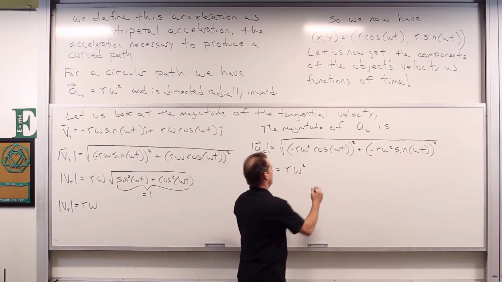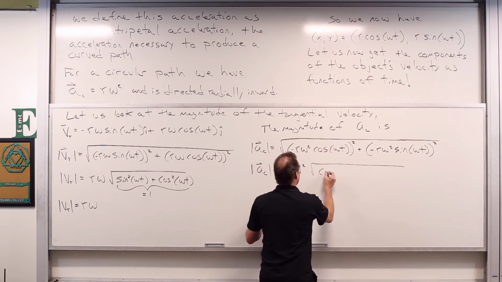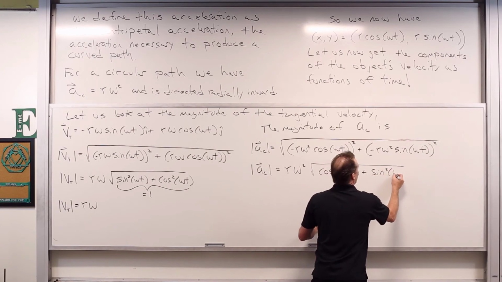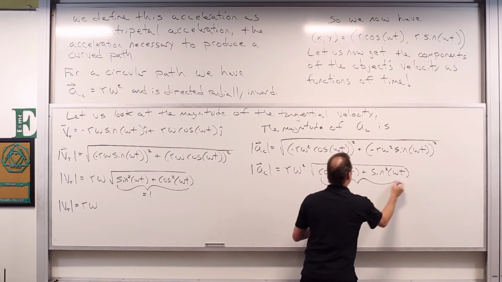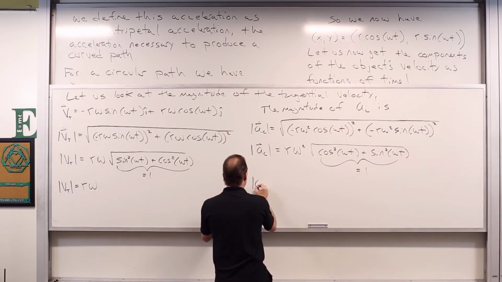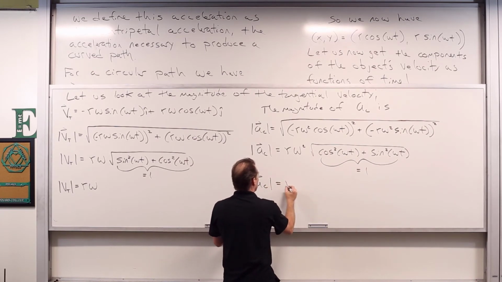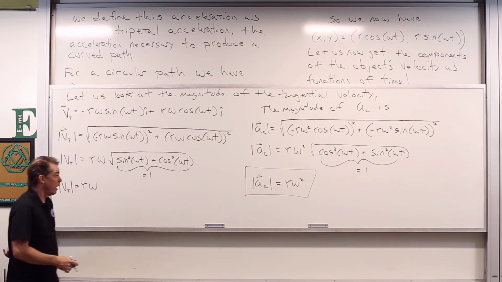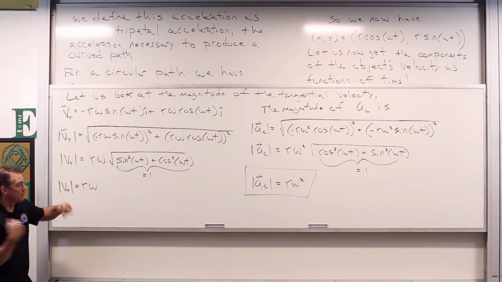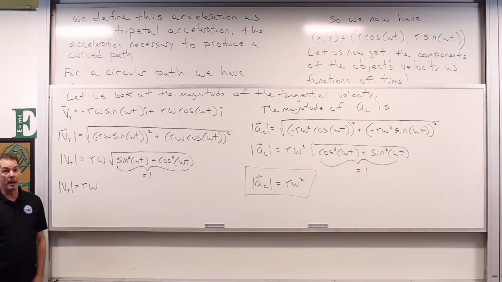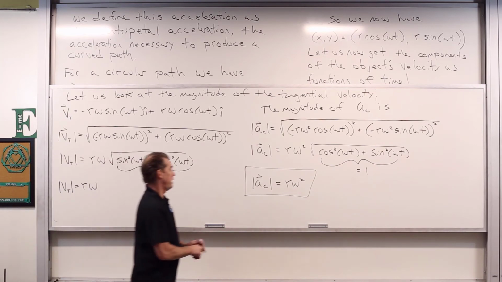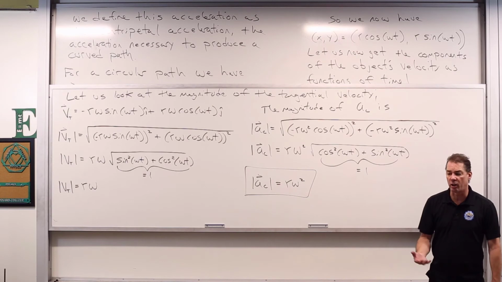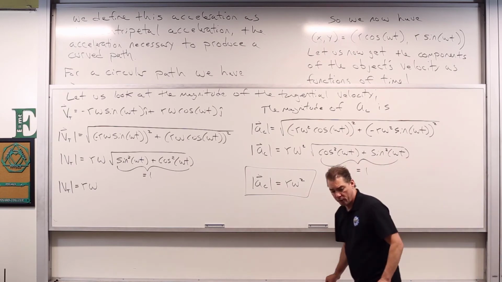And, well, again, we've got this cosine squared omega t plus the sine squared omega t, which is just equal to 1, which says that that is the magnitude of the centripetal acceleration. Constant as long as omega is constant. Change omega, hey, you change the centripetal acceleration. You require a different acceleration to constrain an object to a curved path.